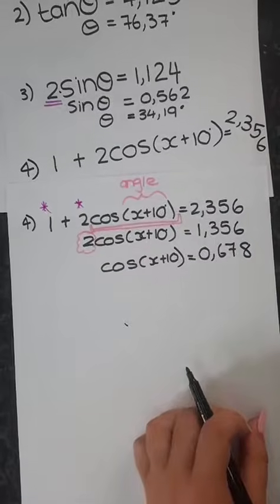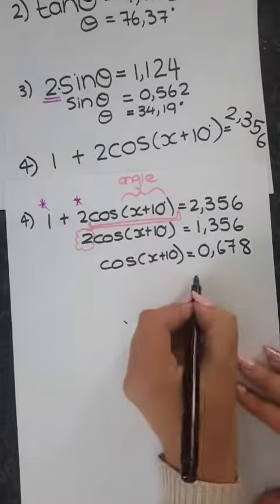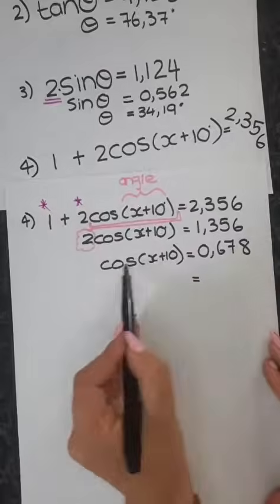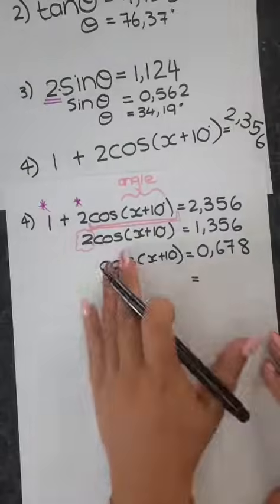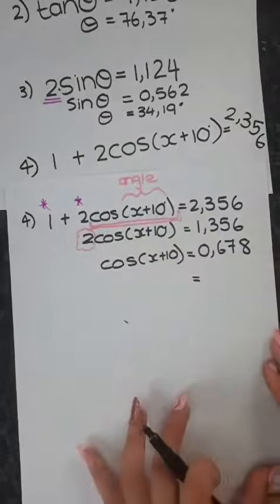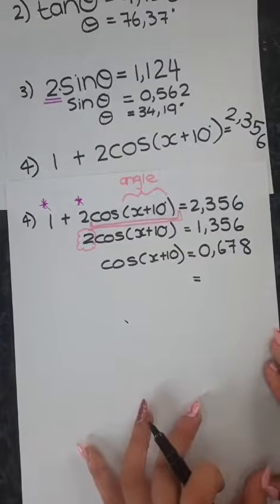I didn't get it wrong. Okay. Anyway, now I've got cos of my angle. Cos of my angle. If I have cos of my angle, I've isolated it. Now what do I do?